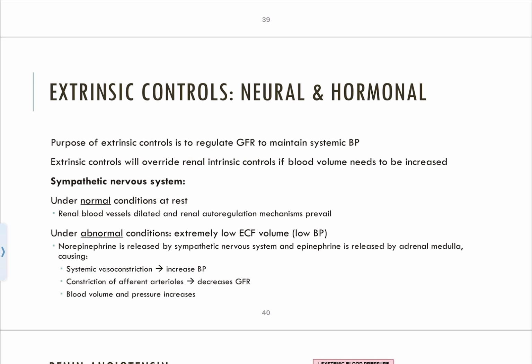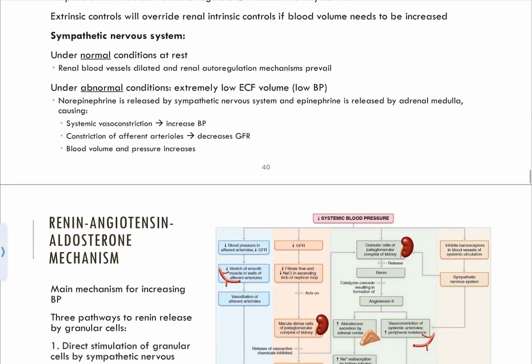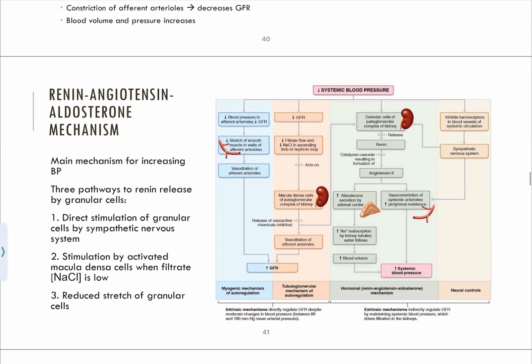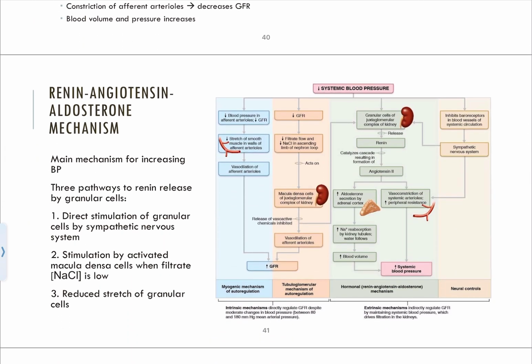So this is what we refer to as the baroreceptor reflex. As part of this reflex, the afferent arterioles also constrict, and constriction of the afferent arterioles decreases the glomerular filtration rate, so it helps restore the blood volume as well as the blood pressure.